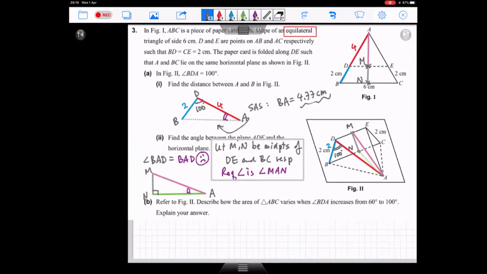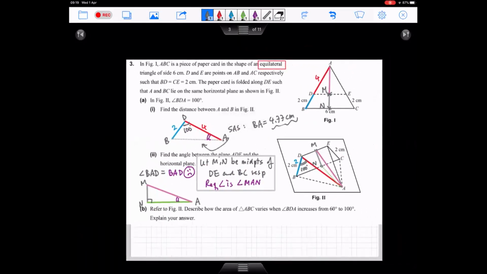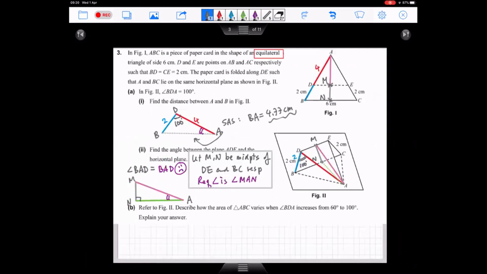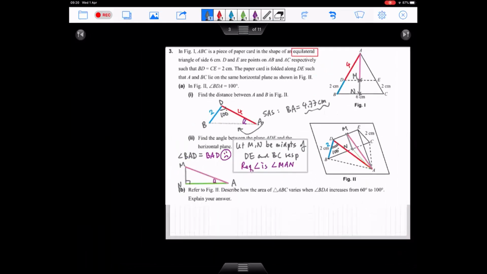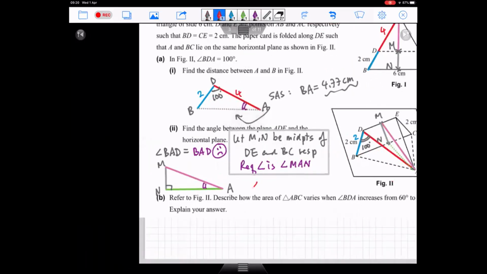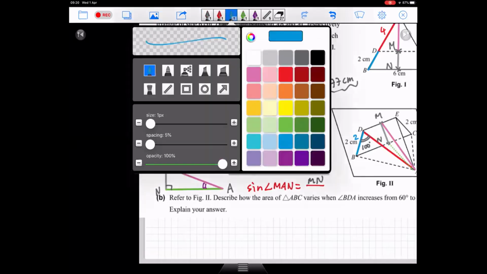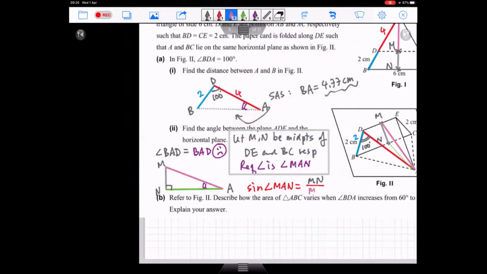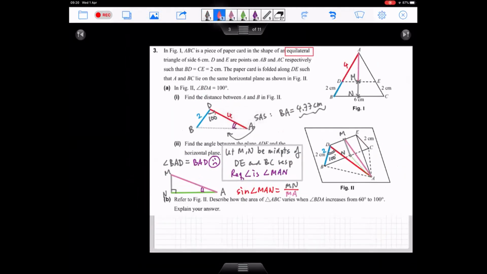Okay, so one last mistake. Even though some of us managed to get everything up to here, she made the last fatal mistake by saying that sine of angle MAN equals the gray divided by the pink, MN divided by MA. This is one last fatal mistake that many people were making. And that is wrong.